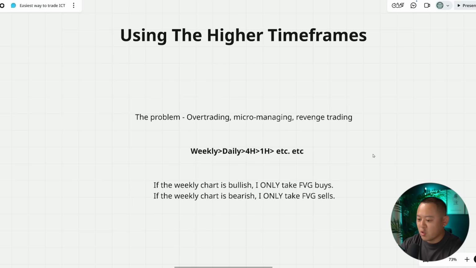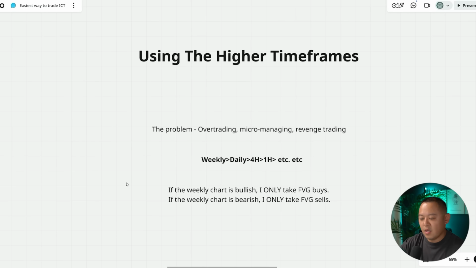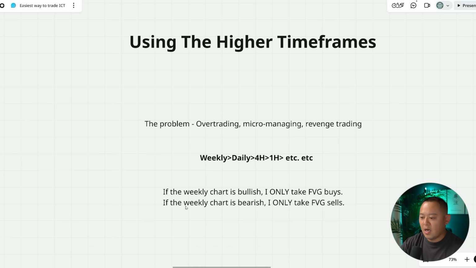That is all trading is. I'm creating a plan, I'm accepting that I might be wrong on the plan, but I'm still going to follow the plan regardless. If the weekly chart is bearish, I only take fair value gap sells. This is how I align myself with my plan week in, week out. And if I do the opposite of this, I'm breaking my rules.